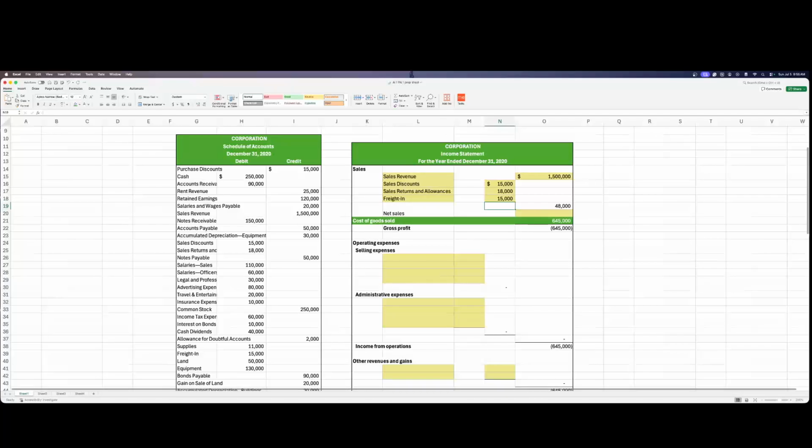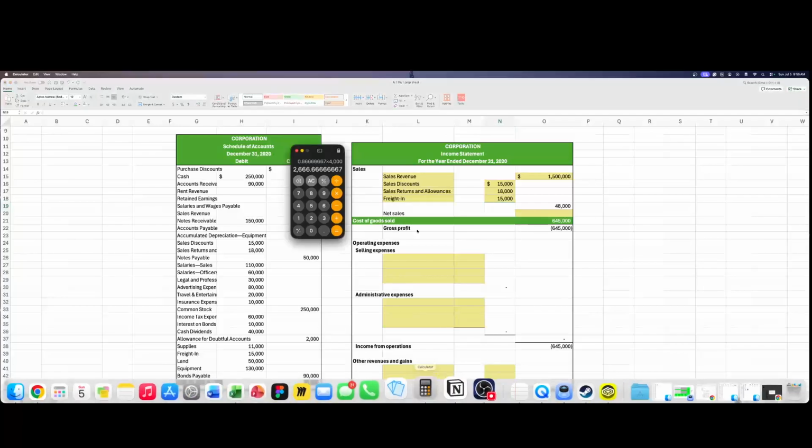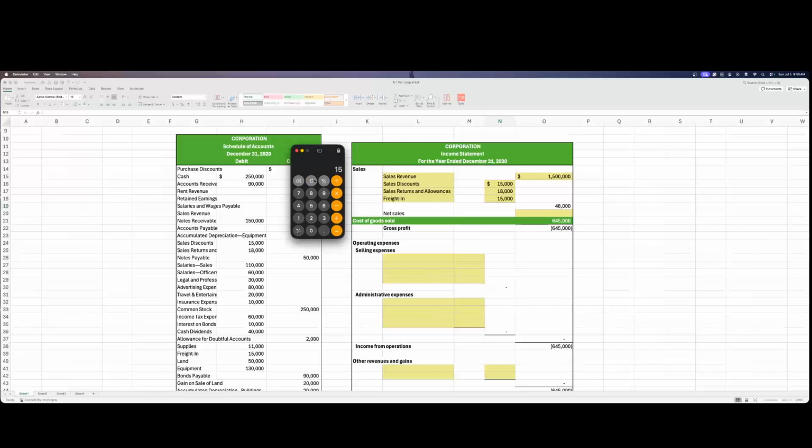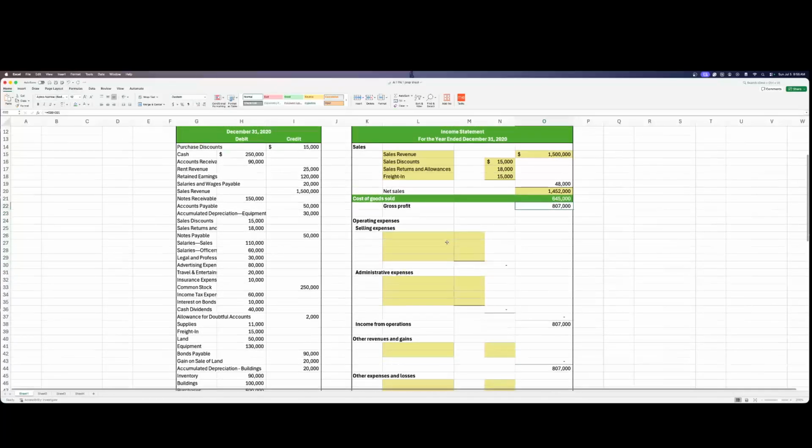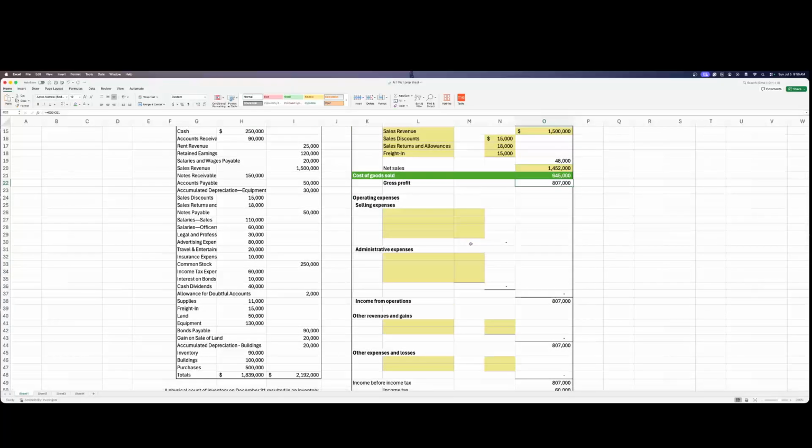So how much is the net sales? You just have to get the sales revenue minus all those expenses related to the sales. So what is that? 1,452,000. Okay. So that's the net sales, but then you have to minus that out with cost of goods sold, and you get the gross profit. Essentially, that's the whole point of the income statement. Calculate gross profit. Selling expenses versus these are operating expenses. It's like these selling expenses versus these administrative expenses.